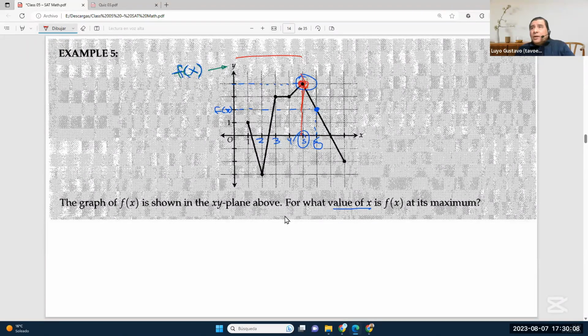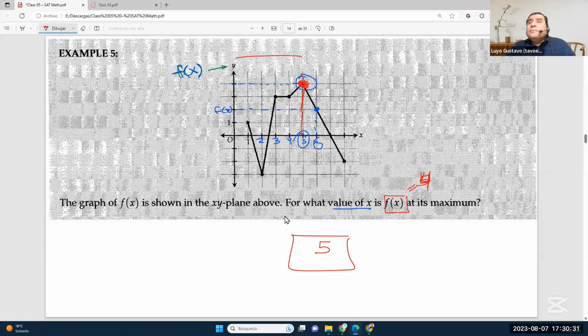Okay, this one, right? This is the maximum and corresponds to the value of x. And of course, f of x at its maximum would be 5, right? But the answer to the question here is, no, sorry, it would be 4 here. The answer to the question is 5.